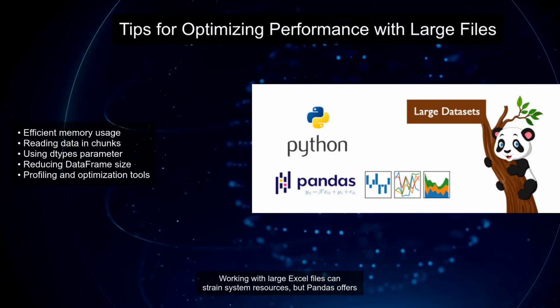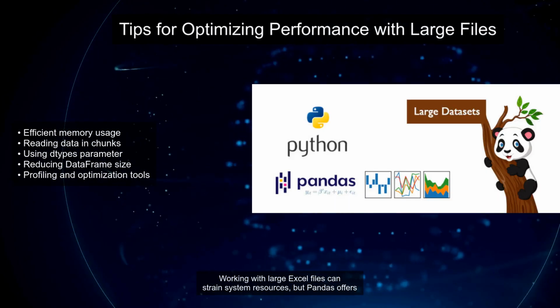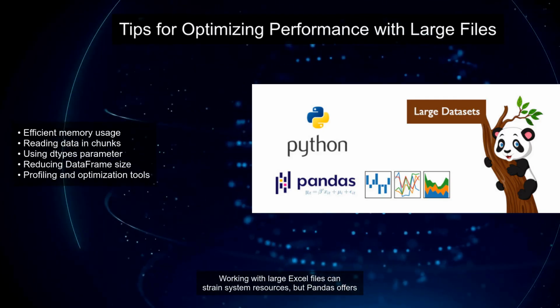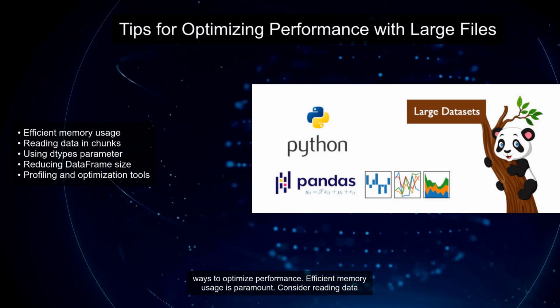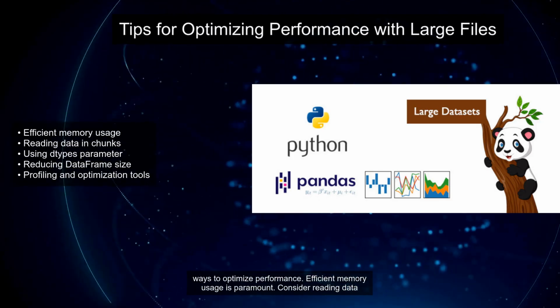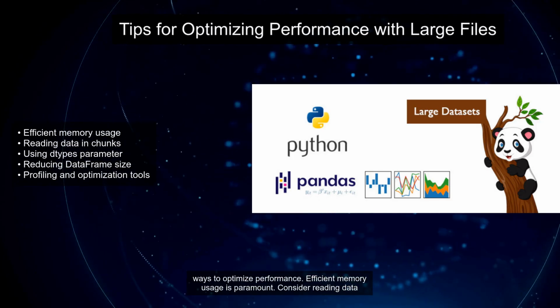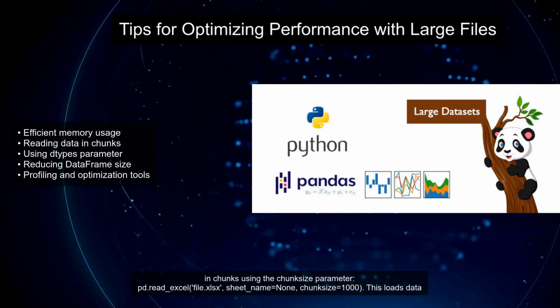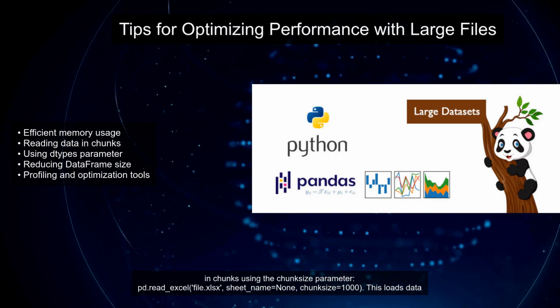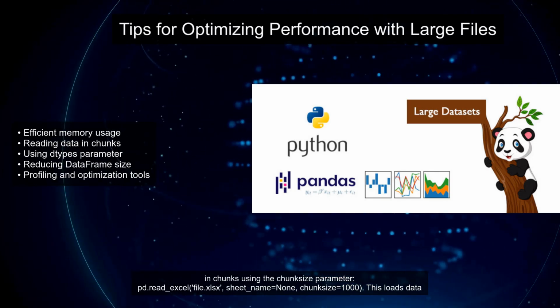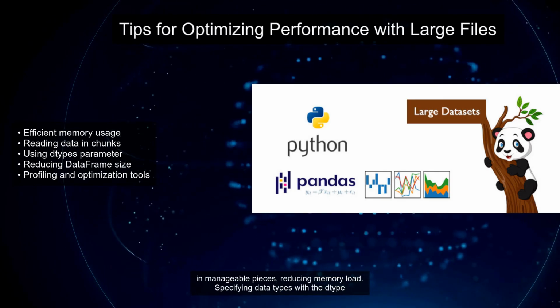Working with large Excel files can strain system resources, but Pandas offers ways to optimize performance. Efficient memory usage is paramount. Consider reading data in chunks using the chunksize parameter, pd.read_excel('file.xlsx', sheet_name=None, chunksize=1000). This loads data in manageable pieces, reducing memory load.